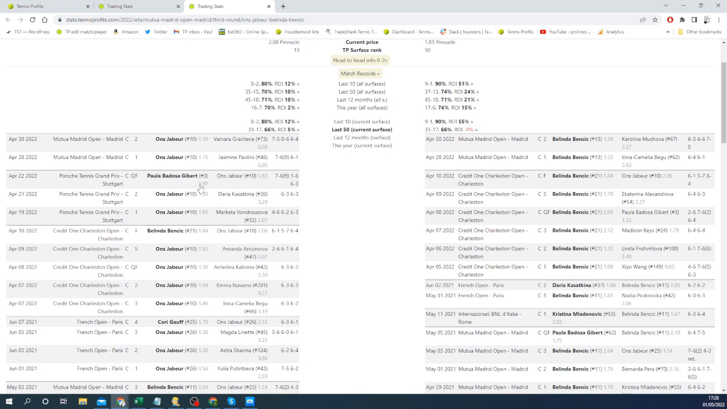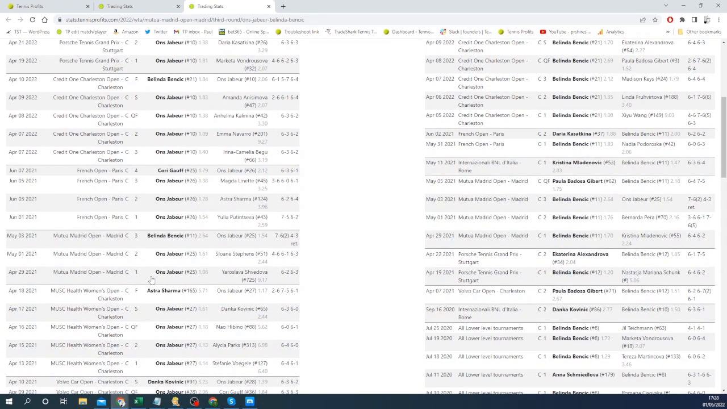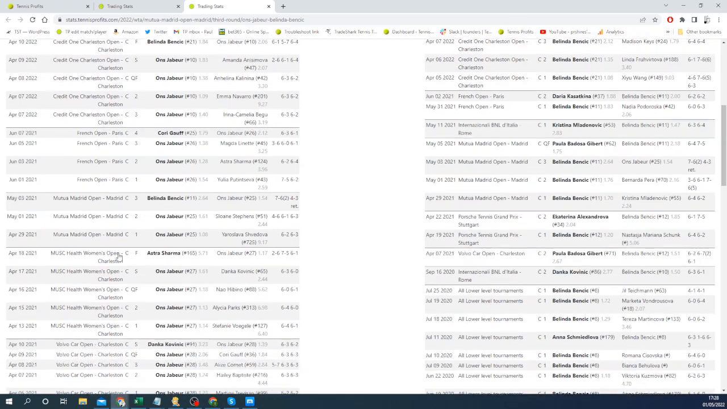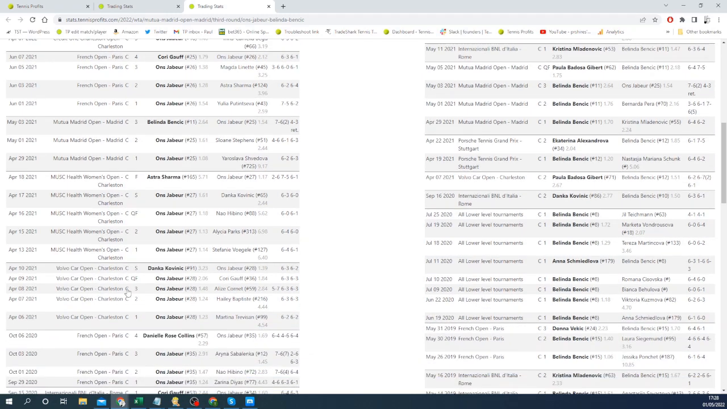Look at Jabeur quarterfinals in Stuttgart. That was this year. They actually met in the final at Charleston. Obviously lost to Bencic, as we've seen over the other side. She reached the fourth round at the French Open last year. Third round in Madrid this tournament. Charleston reached the final 2021. Semis, they had 2 Charleston ones last year. Everything was messed up with COVID.